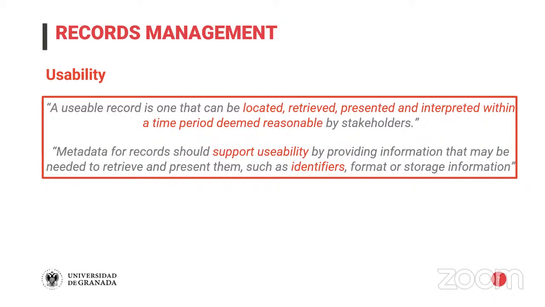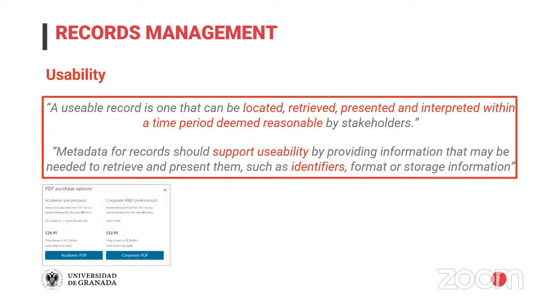Another excerpt is this one about usability. Well, actually there are two. A usable record is one that can be located, retrieved, presented, and interpreted within a time period deemed reasonable. But this is what the standard says, but what do we actually have? We have limited access to documents still, and this is something that goes completely against the principle.